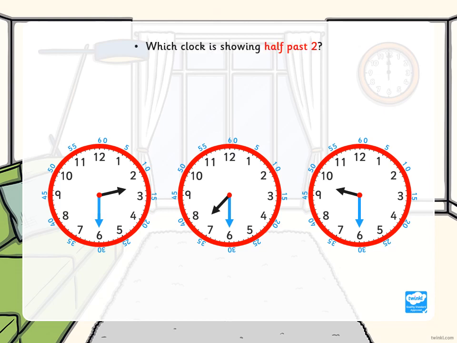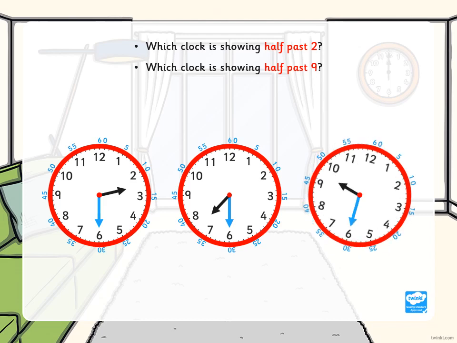Which clock is showing 2:30? Is it the first clock, the second clock, or the third clock? I hope you said the first clock. That clock is 2:30. Which clock is showing 9:30? The minute hand will be on the 6 and the hour hand will be halfway between the 9 and the 10. I hope you said the third clock.